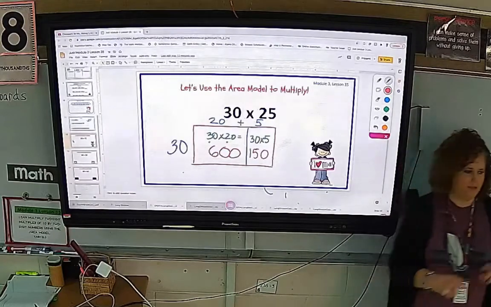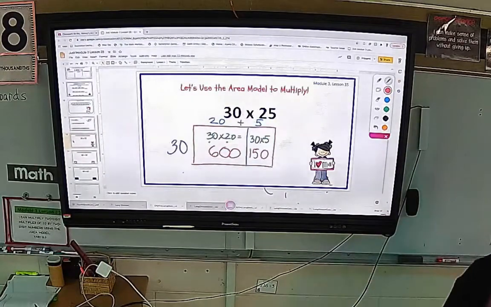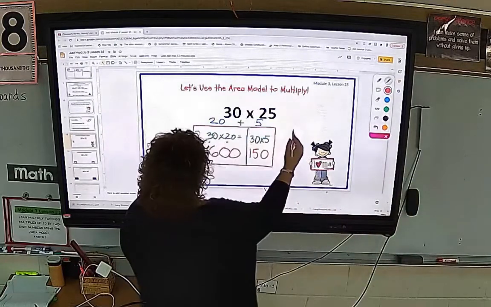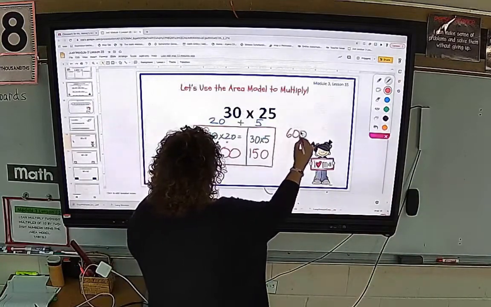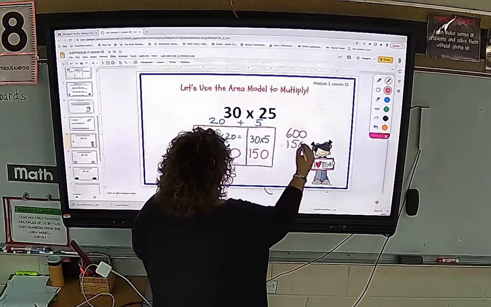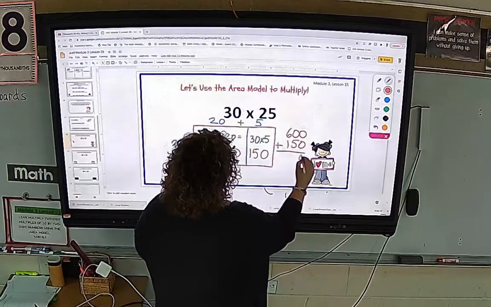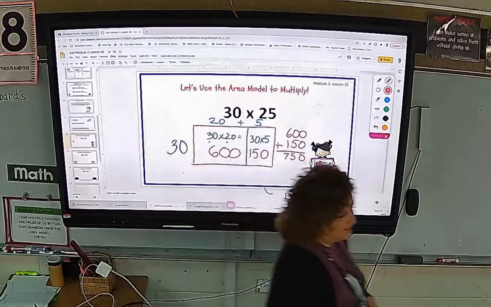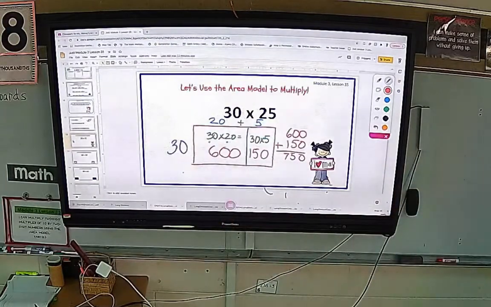Okay. Now I've got 600, I've got 150, I just add those together. So a lot of people will come over to the side and add those up. 600, 150 is going to give me 750, and I bet that's what you had a long time ago in your mind. I had the answer to that.